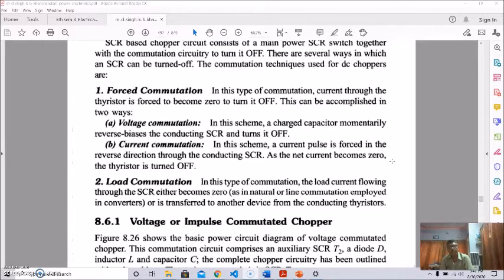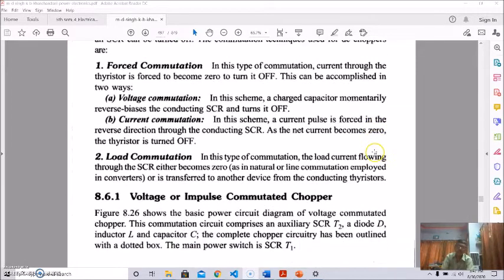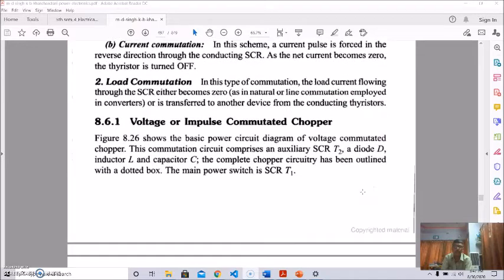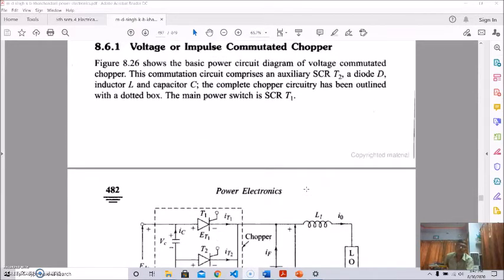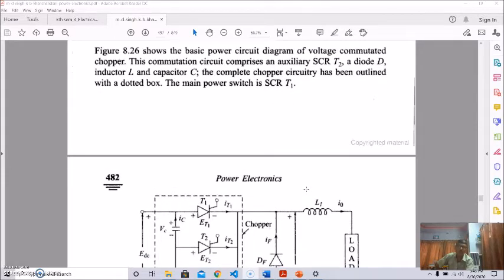First of all, we'll discuss the voltage commutated chopper, which is also known as the impulse commutated chopper. This impulse commutated chopper, or voltage commutated chopper circuit, is shown here. This is the circuit diagram of a voltage commutated chopper. The basic power circuit comprises an auxiliary SCR T2, a diode. This is the auxiliary thyristor.